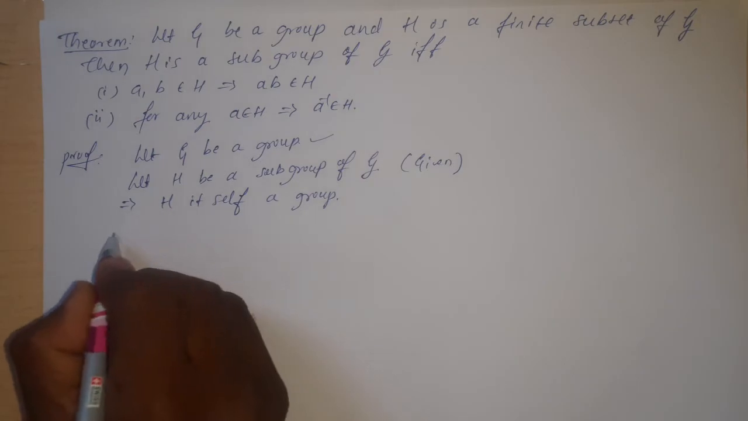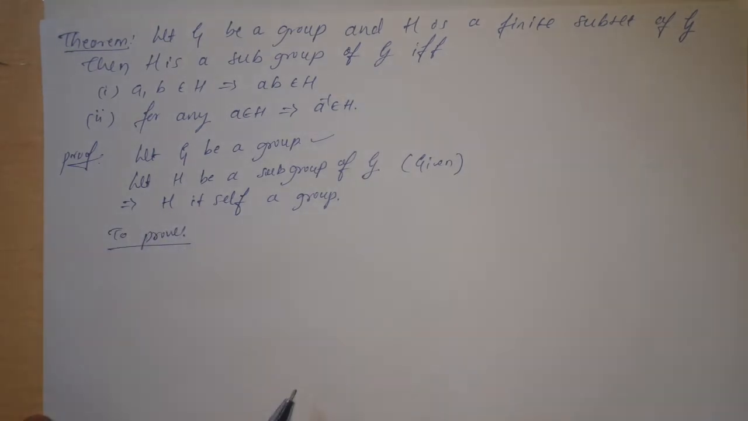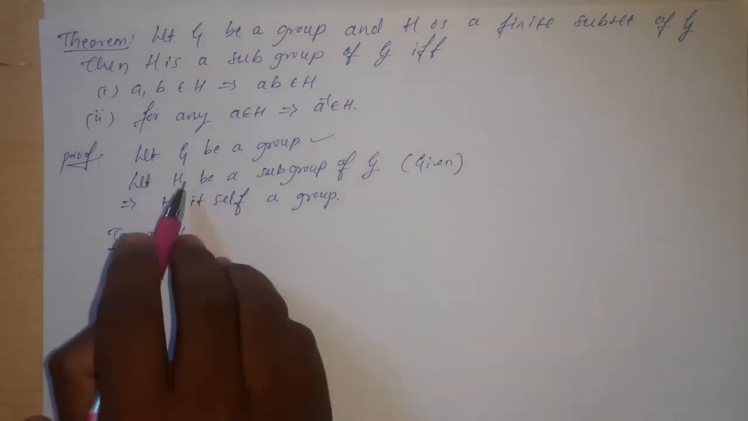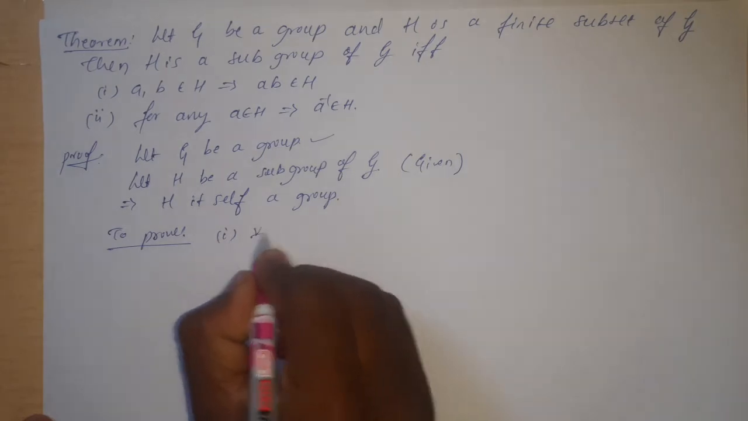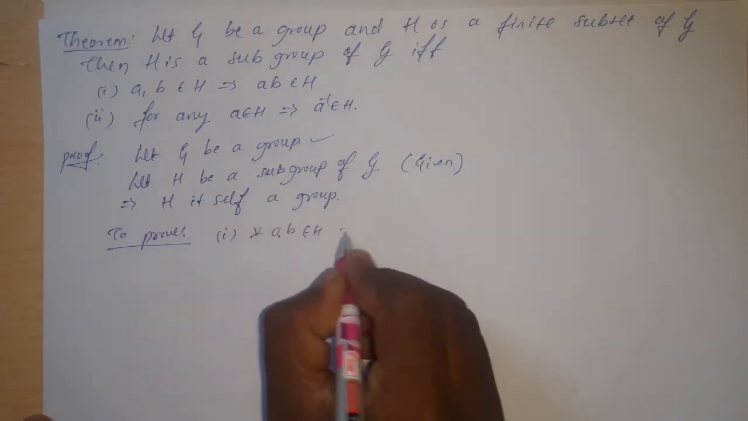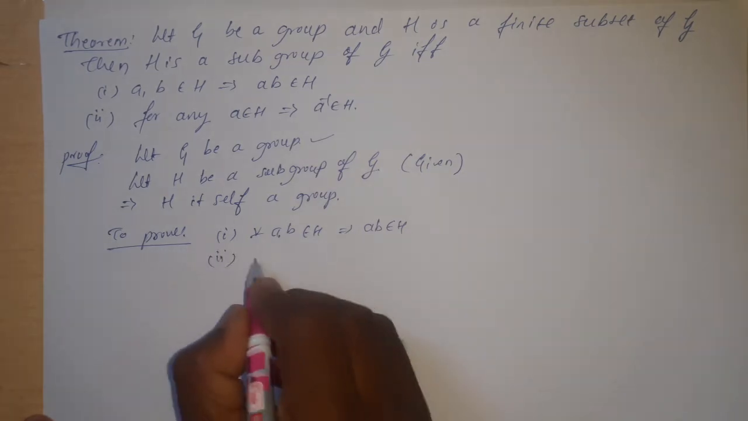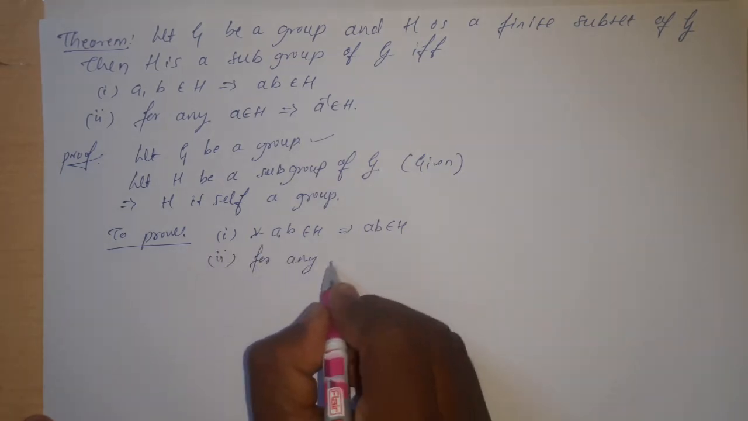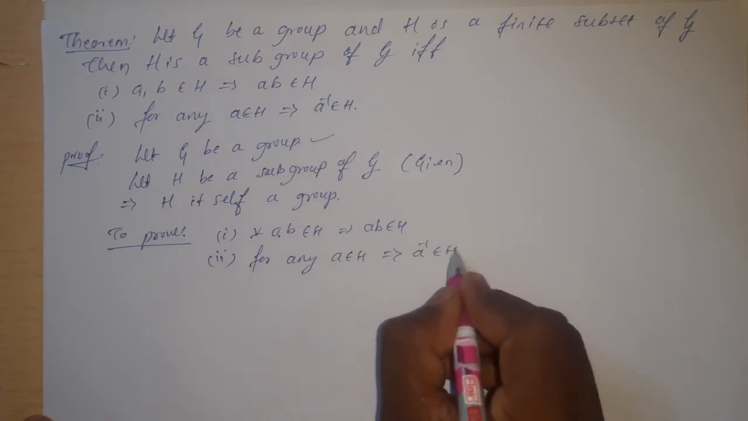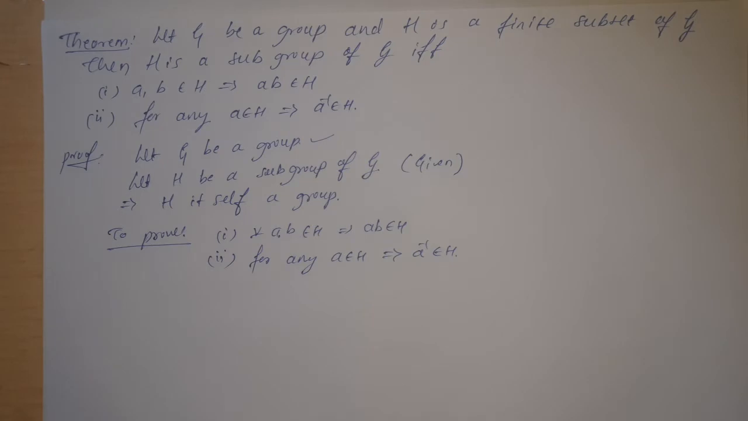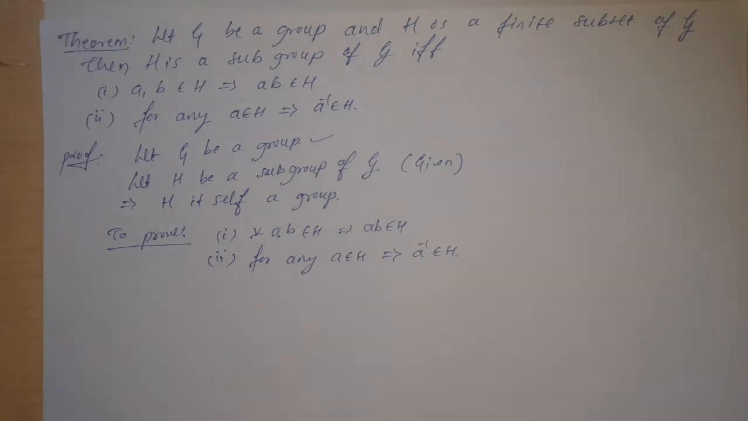So now to prove, here we need to prove that whenever H is a subgroup, then first condition: for all A, B belongs to H, it implies AB belongs to H. Second one: for any A belongs to H, it implies A inverse belongs to H. So these two points we need to prove when H is a subgroup.